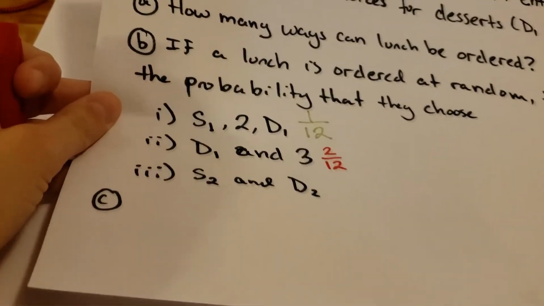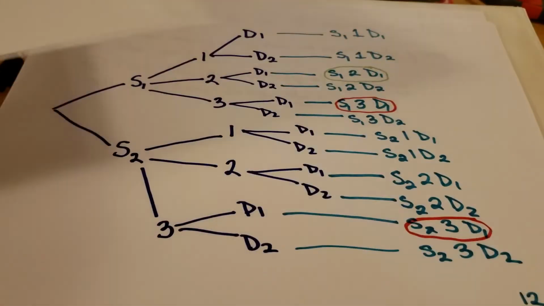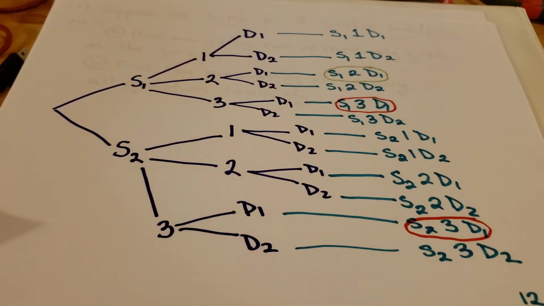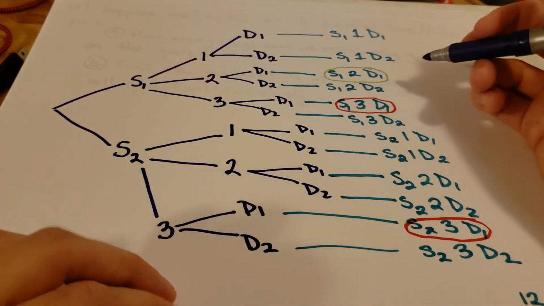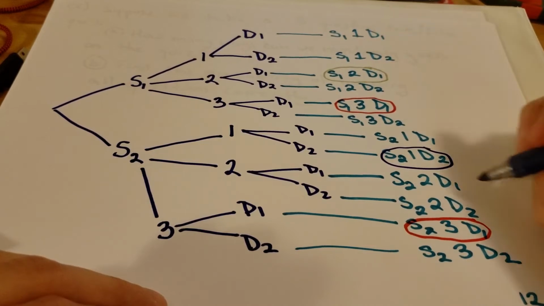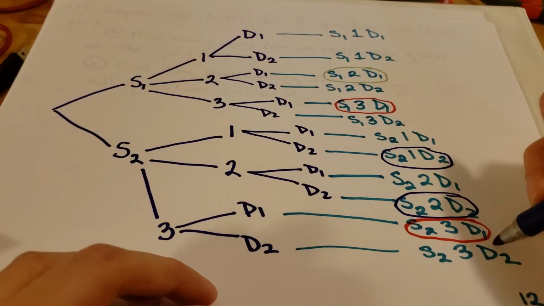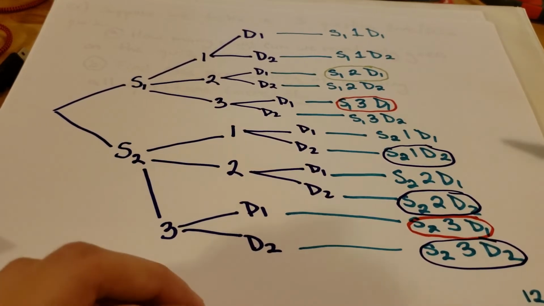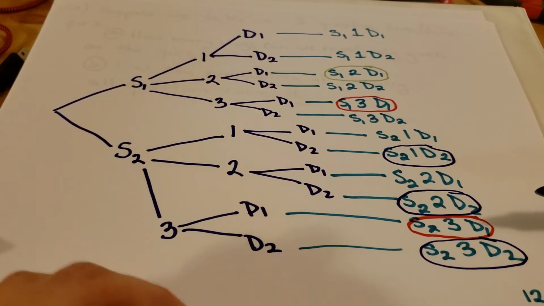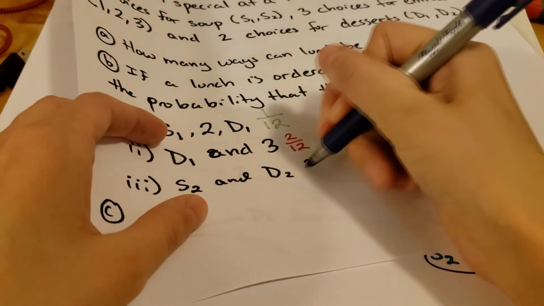Now the next thing they're asking us is that it contains S2 and D2. So again, we can go back to our chart over here and look for however many options have S2 and D2. Okay, so we have, this is one over here. This is one over here. Okay, S2 and D2 is over here. Okay, so we have 3 possibilities. So our probability over here is going to be 3 out of 12.